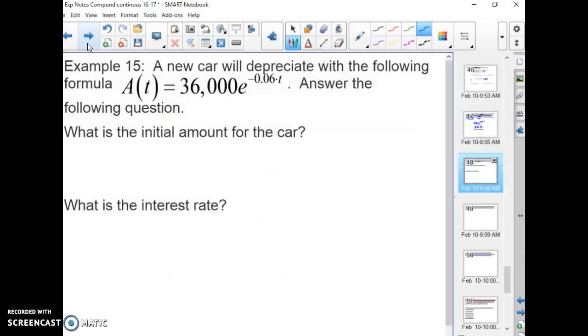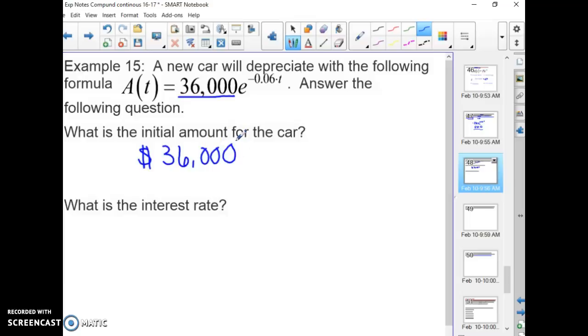Next one, example. A new car will depreciate with the following formula. A sub T is equal to 36,000 E raised to the negative 0.06 times T. Answer the questions. What is the initial amount of the car? Initial amount is that. So the initial amount is $36,000. It's like they went out and bought a new Subaru, right?